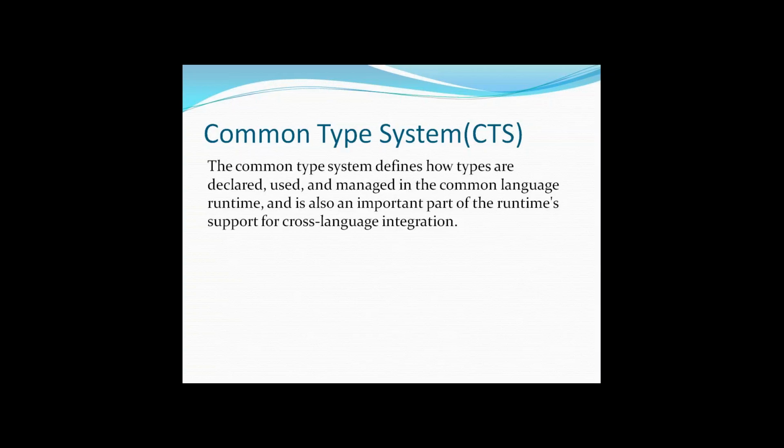So what is the primary purpose of your common type system? The primary purpose of your common type system is interoperability between multiple languages. It is used for interoperating between multiple languages' code.